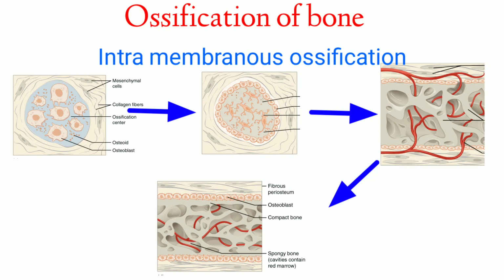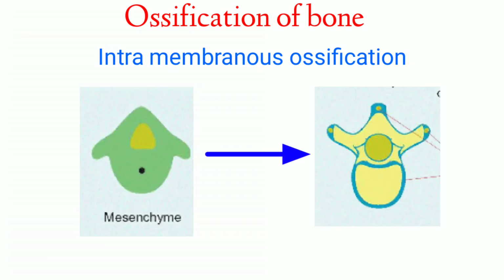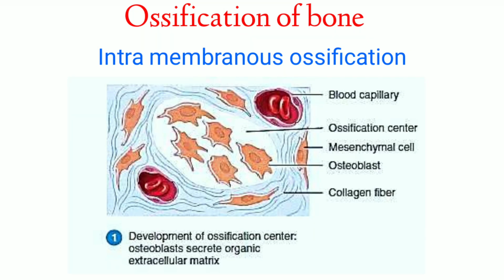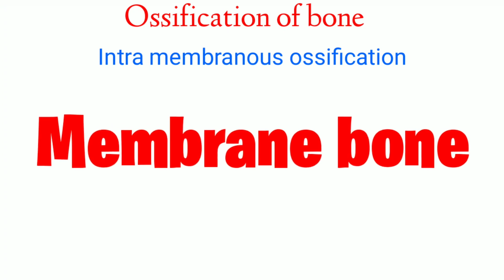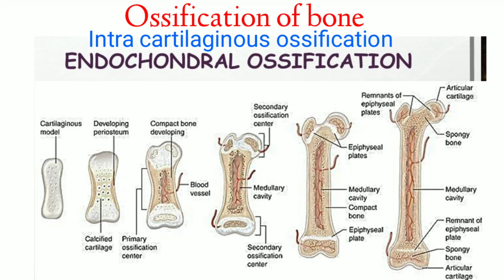That is, the mesodermal cells will arrange in the form of bones and they are directly converted into bones by ossification, that is, deposition of calcium in the matrix of these connective tissues. The bones formed in this way are called membrane bones. The next one is intracartilaginous ossification or endochondral ossification.